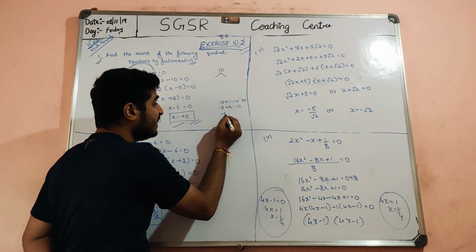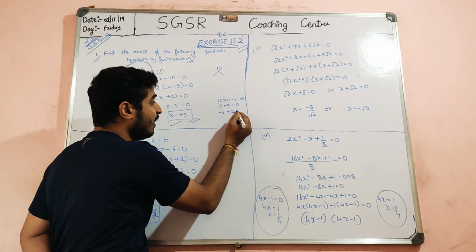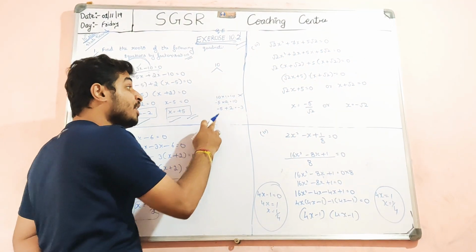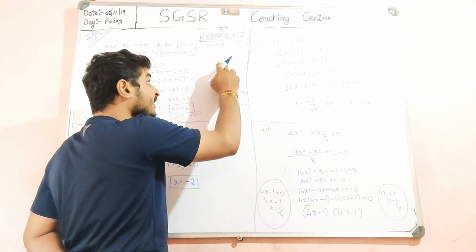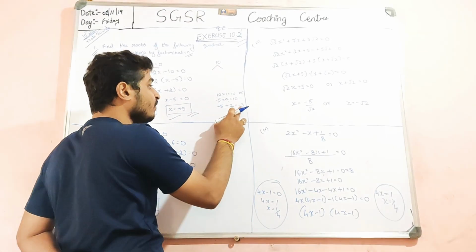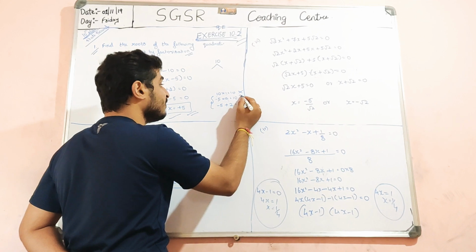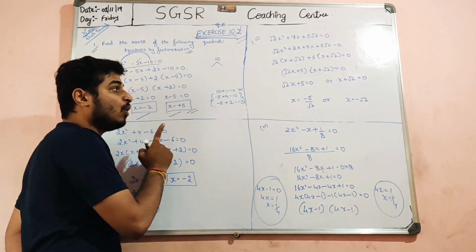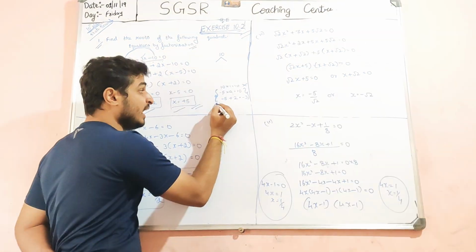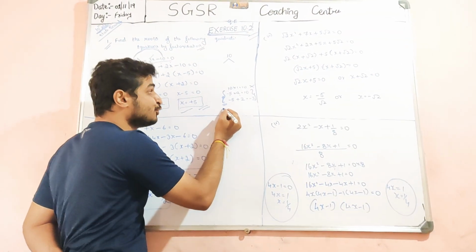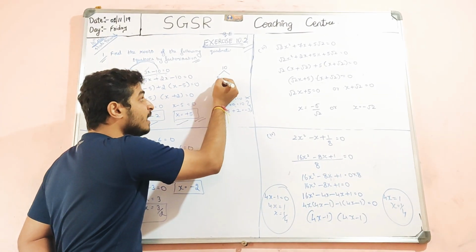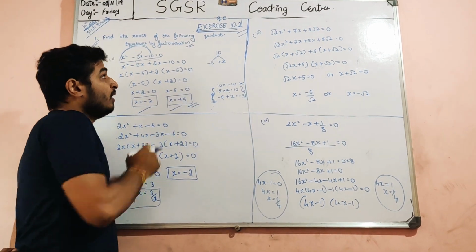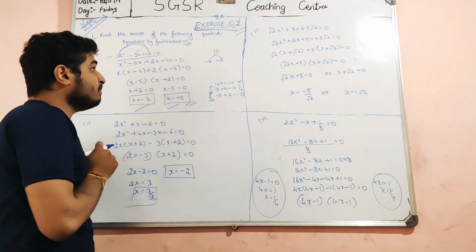See students, minus 5 plus 2, then you can write it as minus 3. Now when you multiply these two, 5 twos are 10, and when you add and subtract, you get minus 3. So this value is perfect for solving this equation. Students, any doubts? Each and every step I have explained. 5 twos are 10, and minus and plus becomes 3.